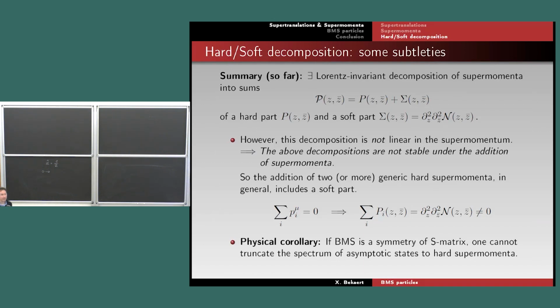Maybe this is also related to your question. If I just take hard supermomenta, the representation with hard supermomenta, they identify with the Poincaré particles. So maybe this is what you were seeing, but we have more. That's what I want to say. We have more, but it will become hopefully more clear if I proceed.